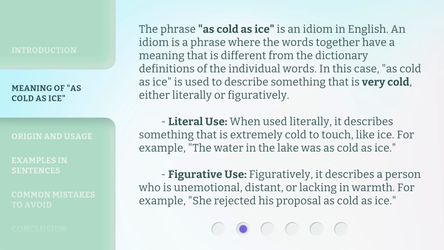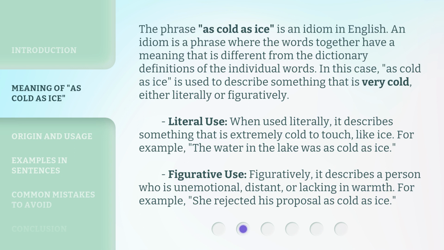The phrase, as cold as ice, is an idiom in English. An idiom is a phrase where the words together have a meaning that is different from the dictionary definitions of the individual words. In this case, as cold as ice is used to describe something that is very cold, either literally or figuratively.